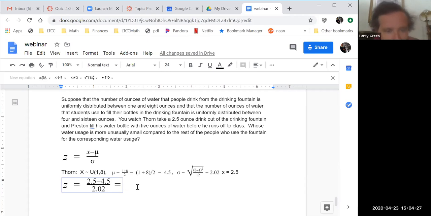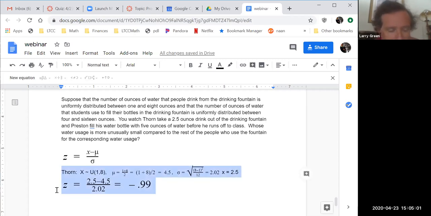This one I can do in my head pretty well. What do you get? What's 2.5 minus 4.5 over 2.02? Yeah, negative 0.99. Okay, any questions on that? Okay, so now I'm going to save some time. I'm just going to copy and paste this guy.